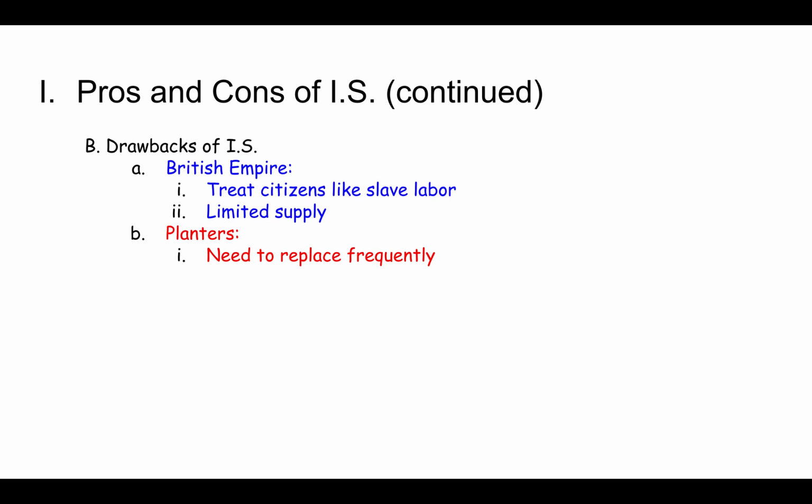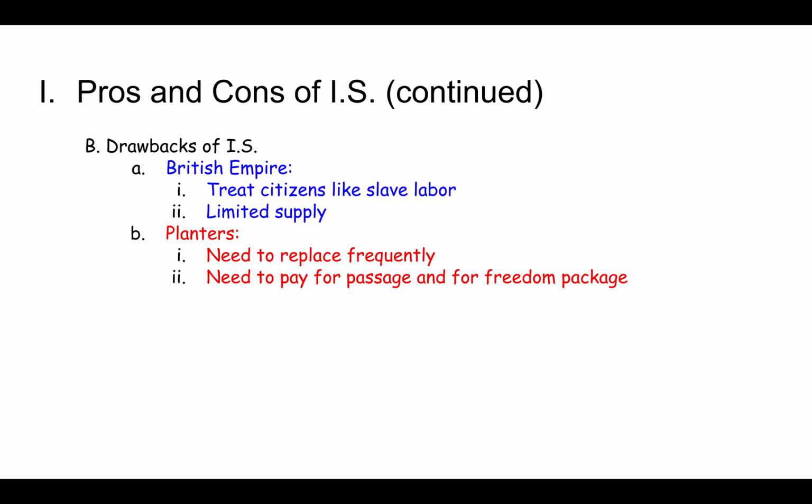Need to replace frequently. So remember, 5 to 6 out of every 10 indentured servants are dying during their servitude, so you'd need to replace them frequently. Also, they could escape easily because they blended in to the society around them. They were English citizens.